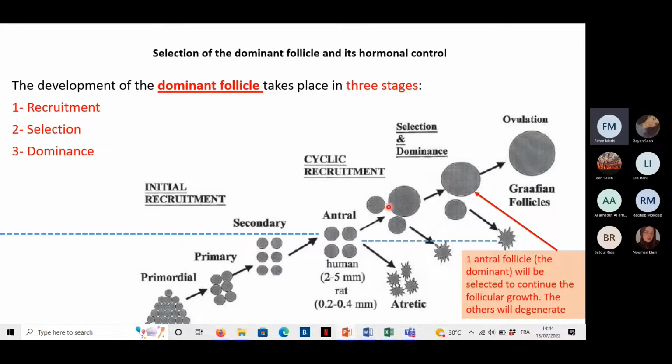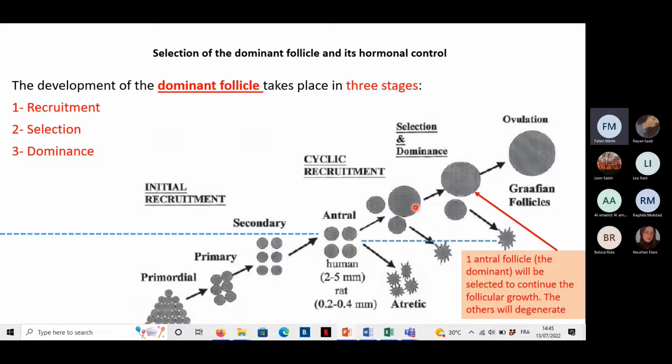Okay, and as I said, the development of those follicles is not synchronized, so not all of the follicles will have the same size at the same moment. Some of them will be bigger than others, and others will be smaller. But among all of those recruited and developing antral follicles, one of them will be more important in size than the others. Okay.